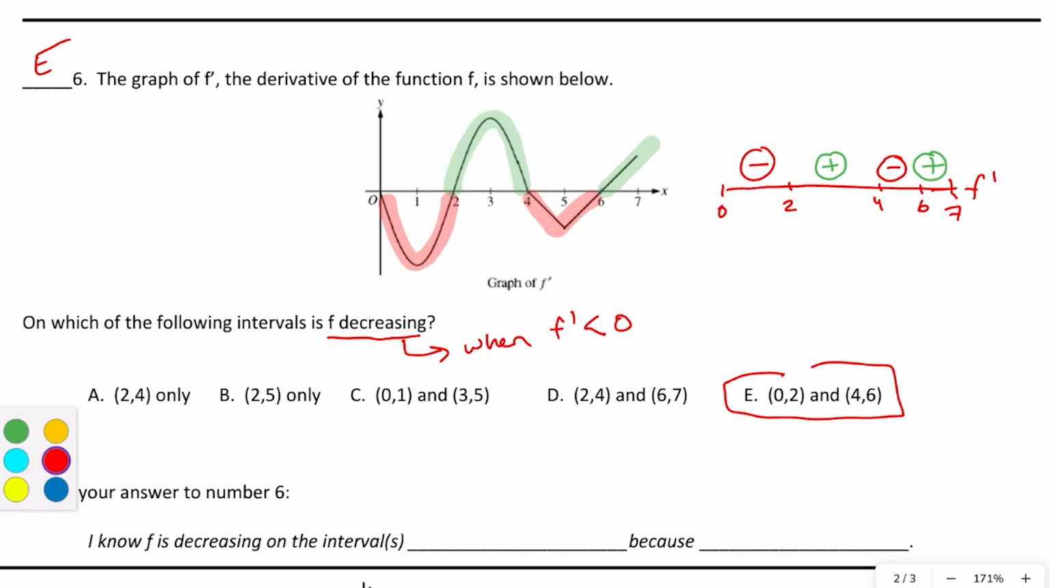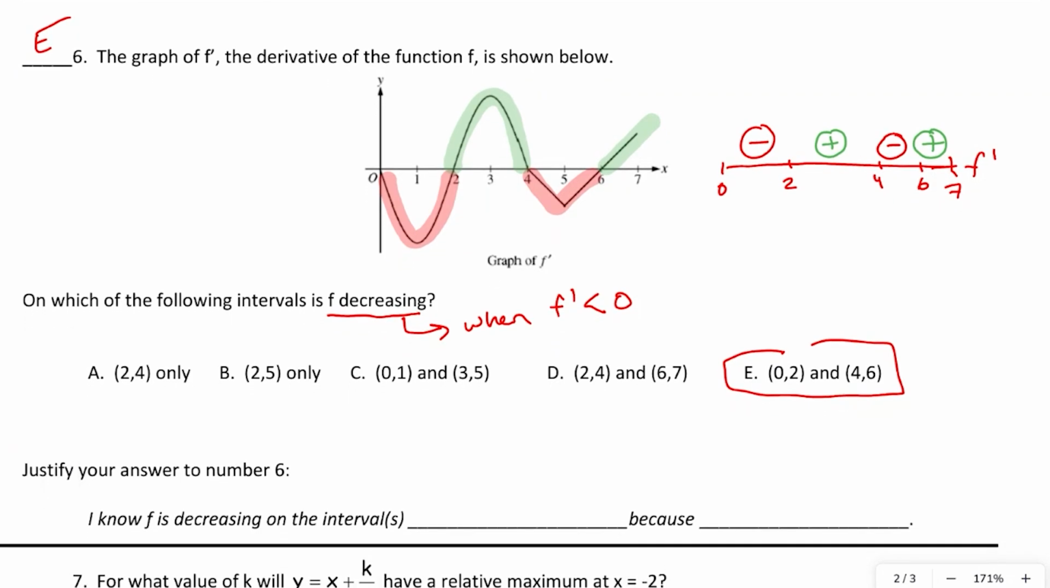And down here it wants us to justify. It says, I know f is decreasing on these intervals because f prime is negative.